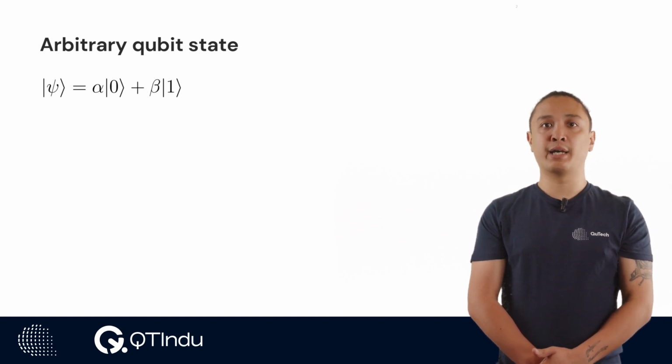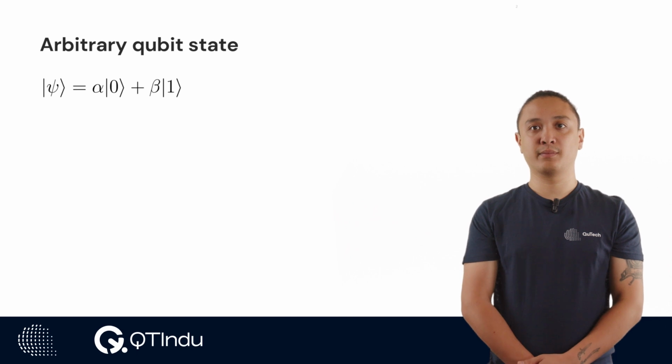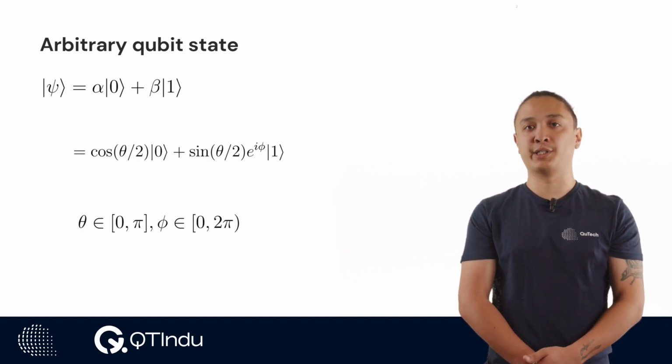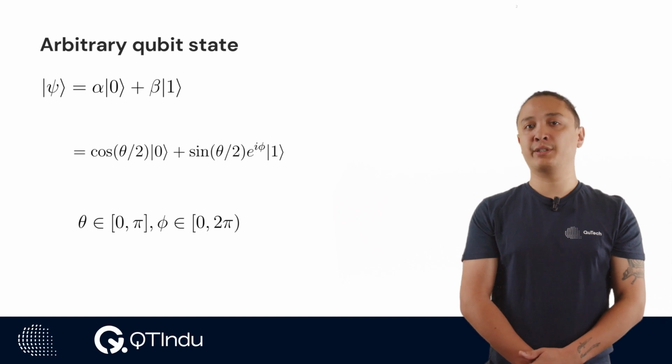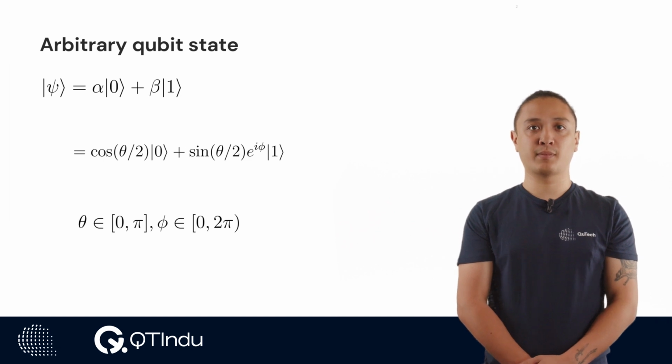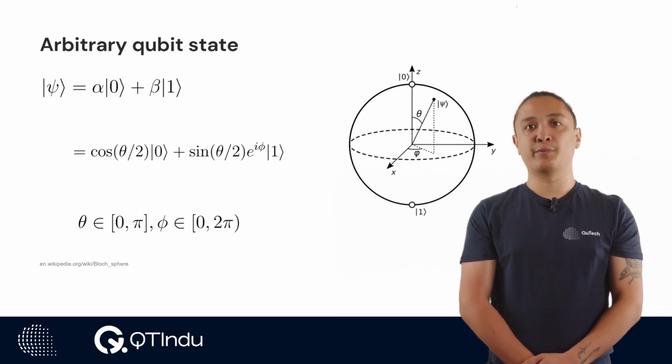Here we use the 0 and the 1 state as our basis. Instead of using two complex numbers, alpha and beta, to describe our state, we can equivalently use two angles, theta and phi, to fully represent the state of our qubit as shown here. On the right, we show what these variables represent on the Bloch sphere.